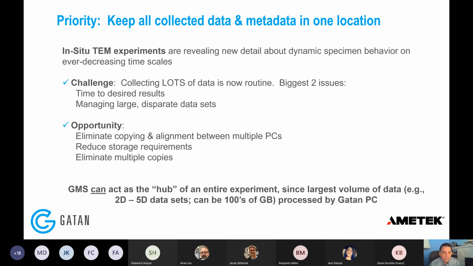So just in conclusion, GMS can act as the hub of an entire experiment, because it can collect all the data, right? Most other data might be one-dimensional, might not be as high speed. And so that makes sense. Trying to move the imaging data around between another offline system would take a very long time relative to the temporal resolution that the experiments you're running require.